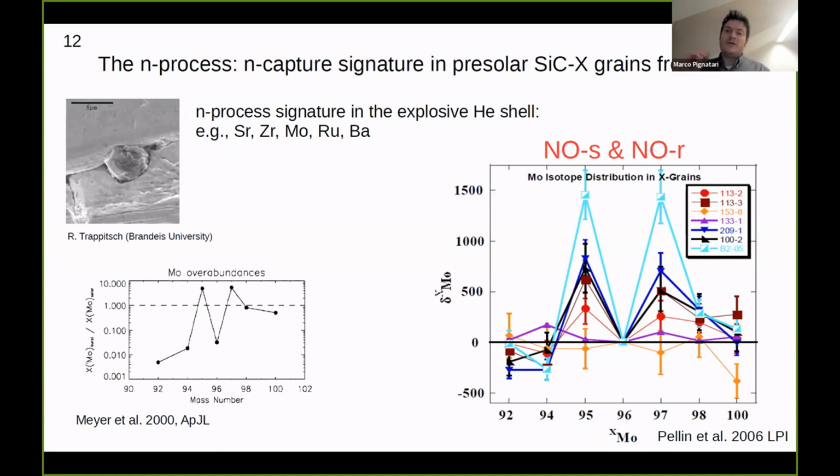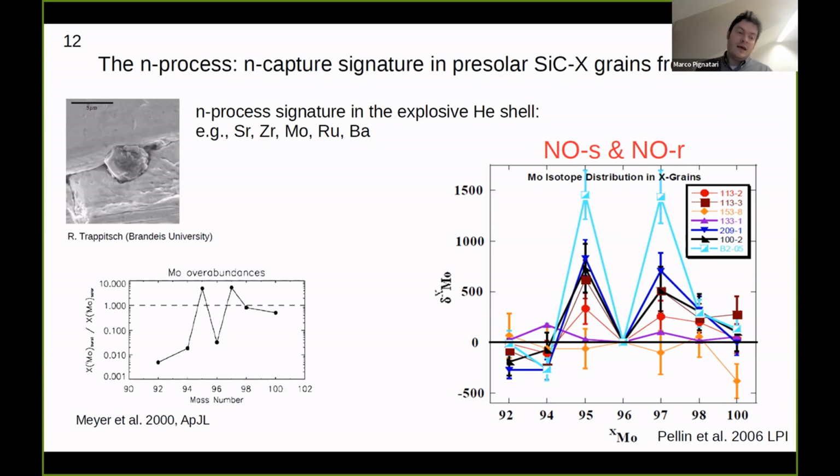And what was anomalous about the pattern observed in those grains is that it wasn't looking like the S process, and it wasn't looking like the R process either. Since this first measurement here, for example, from Pellin et al. 2006, for molybdenum, a typical S process isotope is molybdenum 96. A typical R process isotope of molybdenum is molybdenum 100. Well, they are not enhanced in this type of grains. Molybdenum 95 and 97 are enhanced. So the signature observed is definitely not S or R process.